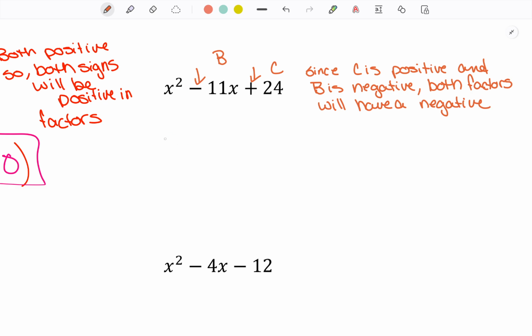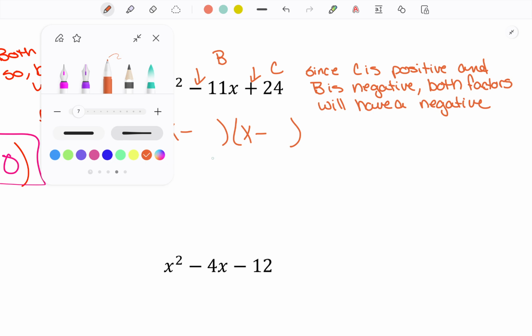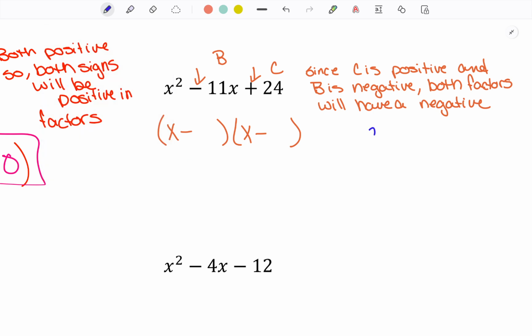So we are looking for x minus something and then x minus something else. So we are going to look at those factors of 24. And so we have 1 and 24. Then we have 2 and 12, 3 and 8, and then 4 and 6. But we need both of these to be negative. So we're going to make all of these numbers negative.